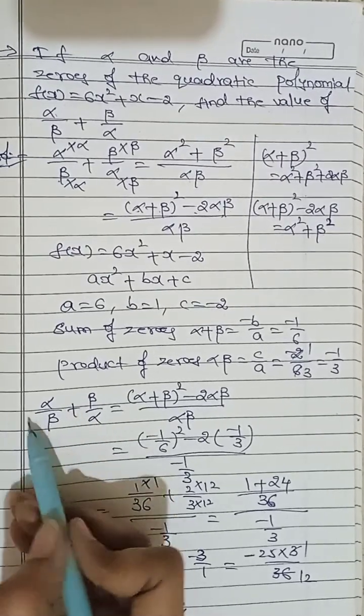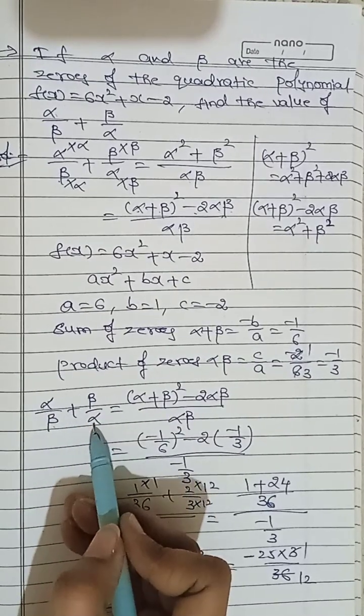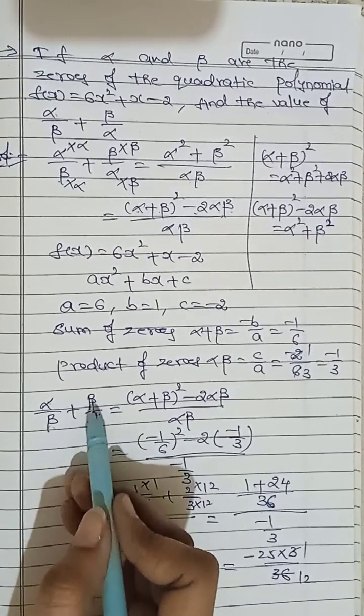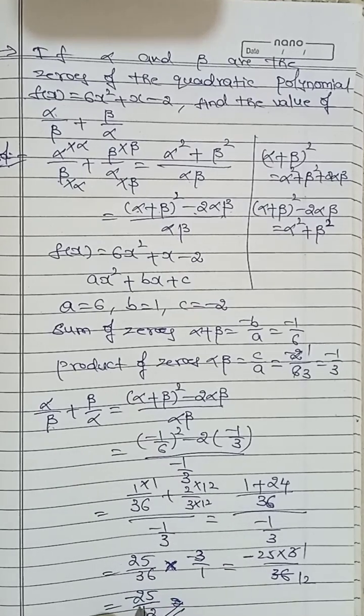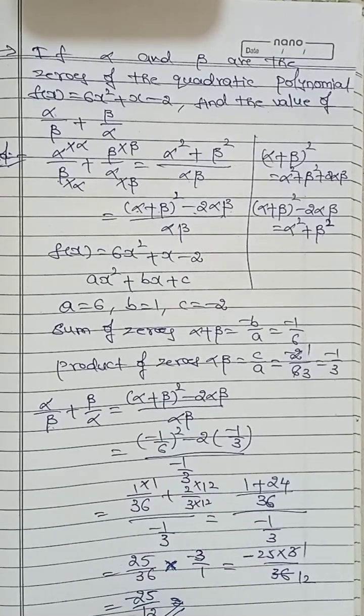Given value is alpha by beta plus beta by alpha. Alpha by beta plus beta by alpha value is minus 25 by 12. This is the value we got.